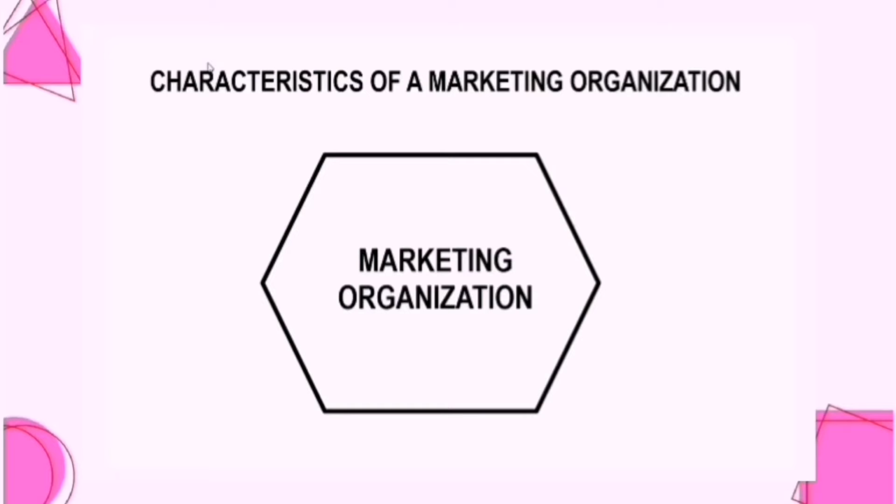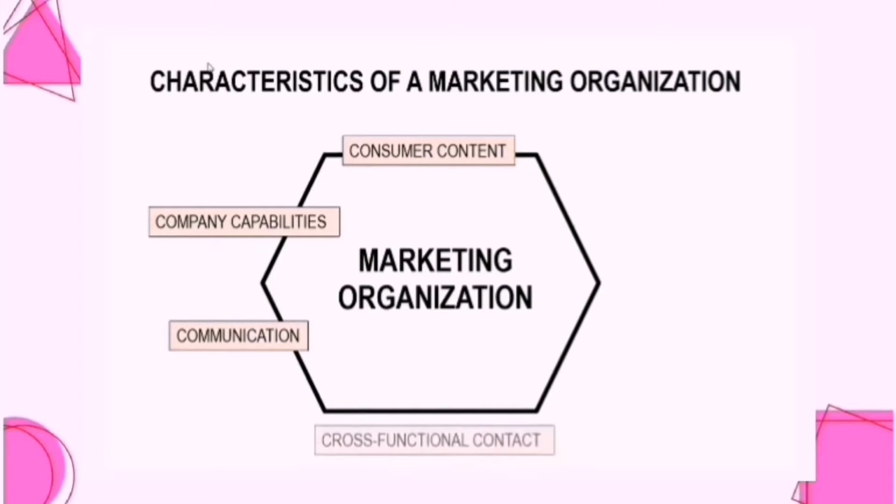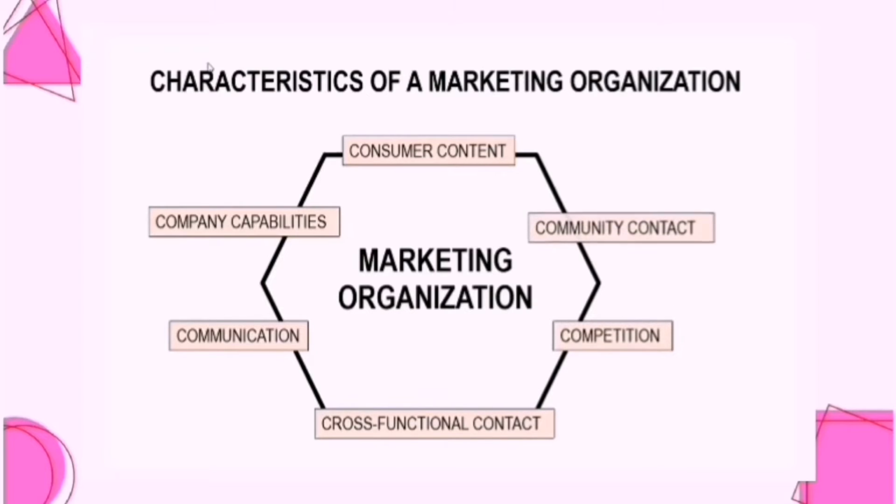In order for the business to create a competitive advantage, marketers must understand the characteristics of a good marketing organization, also known as the C's of marketing. This includes consumer content, company capability, communication, cross-functional contact, competition, and community contact.